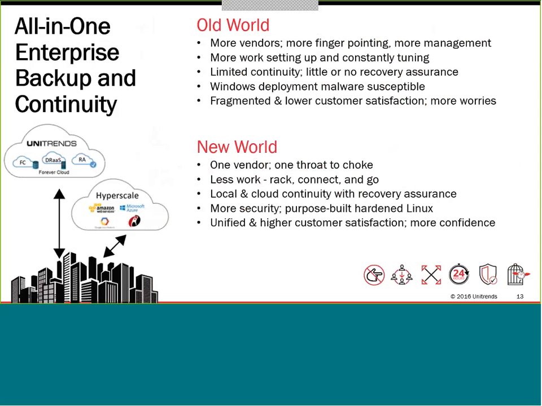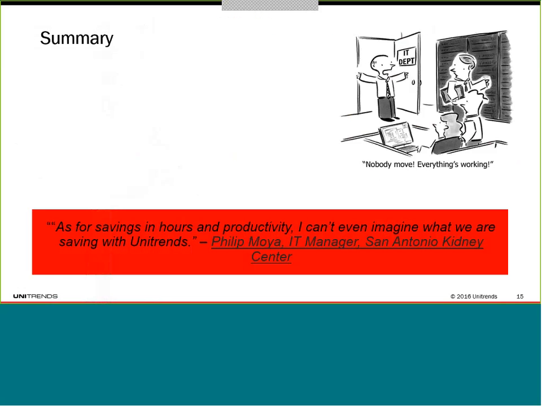So we are the #1 all-in-one enterprise backup and continuity provider in the industry. Like I said, one vendor, one throat to choke, rack, connect, and go. It literally is that easy with service helping you as you go through it. Local and cloud continuity with our recovery assurance. More security, purpose-built hardened Linux appliances, and higher customer satisfaction. Our customers, we have a 98% customer satisfaction rating.